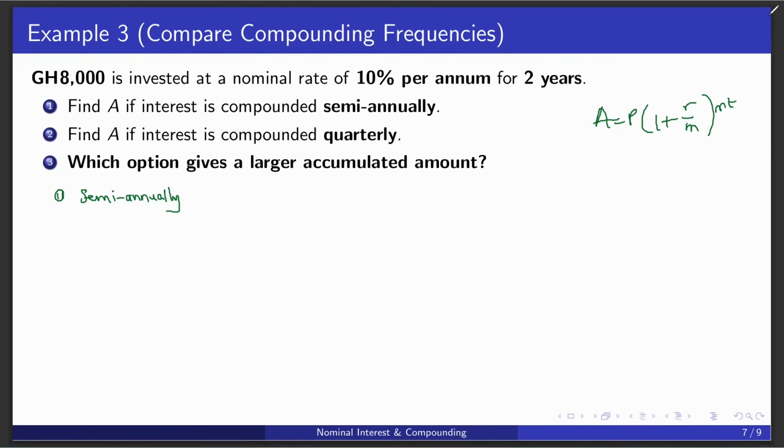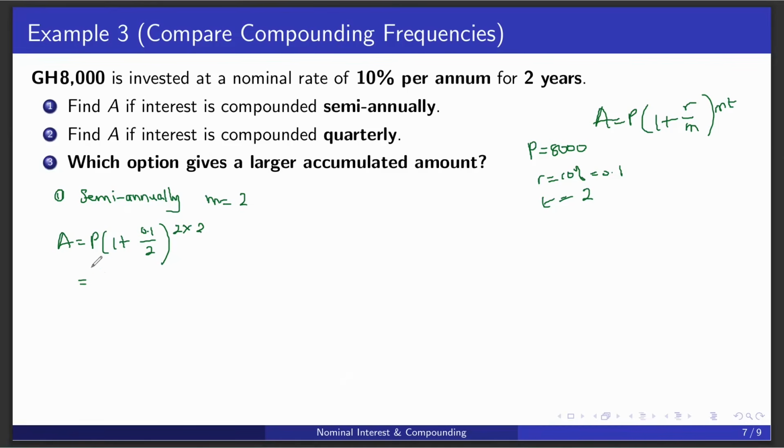We have, first of all, let's write out our variables. We have P being equal to 8,000. R is 10%, equal to 0.1. T is 2 years. So for semi-annual, M is equal to 2. Therefore, we have A equals P times (1 plus R over M, 0.1 over 2) to the power M times T, 2 times T, which is also 2.